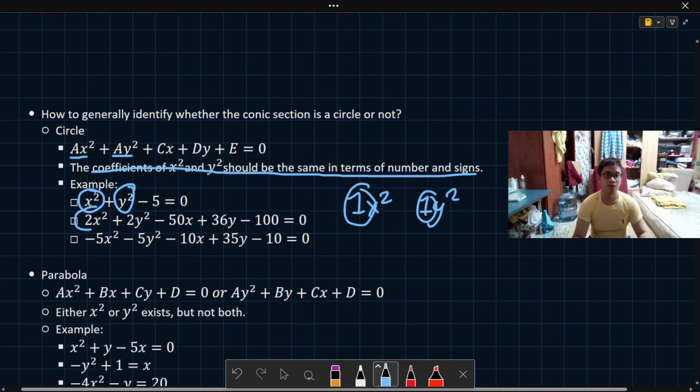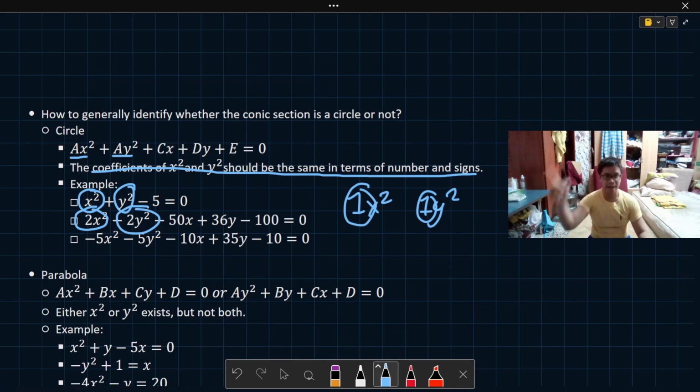Another example, 2x squared, 2y squared. You see, we have two numbers that are the same: 2 for x squared and y squared. And both of them are positive. So it is a circle.